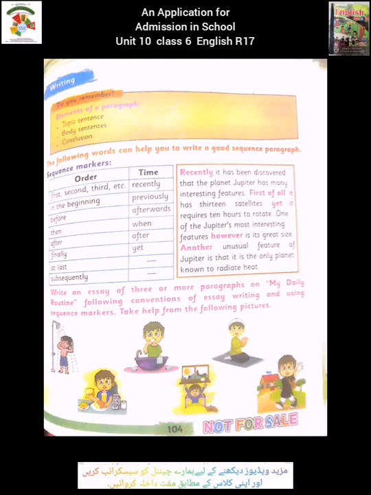So in this paragraph, you can see that recently, first of all, yet, however, another, these are all sequence markers. Recently is time, first of all is the order, yet is also time, and however and another also somehow give us order.